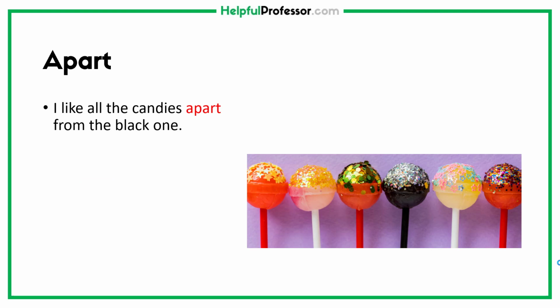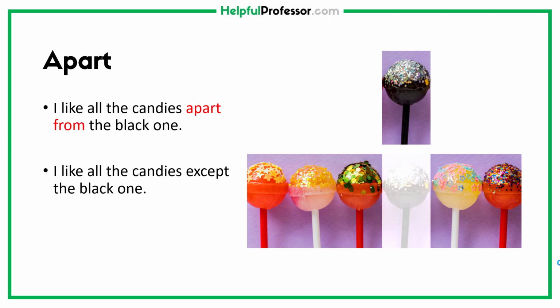Here's another example. I like all the candies apart from the black one. And then we can remove the black one from the group. I like all the candies except the black one is another way we can say it. Instead of "apart from," we can say except, because remember when apart is one word, it usually means to exclude or except something from the group.